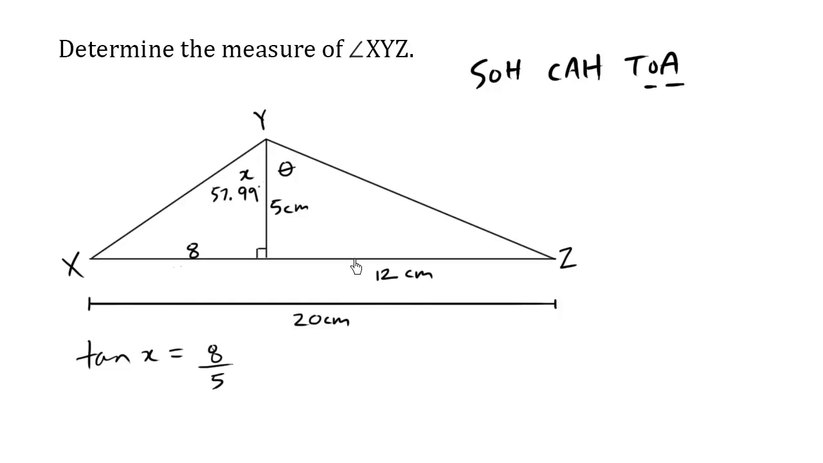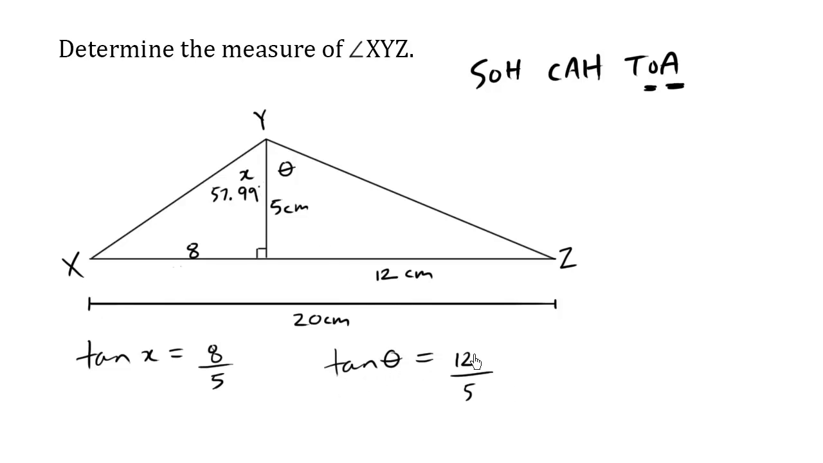Now let's focus on the second triangle. For theta, we have the opposite and we have the adjacent. Again, we have the opposite and the adjacent. Again, we're going to use tan. Tan theta is equal to the opposite, which is 12, over the adjacent, which is 5.